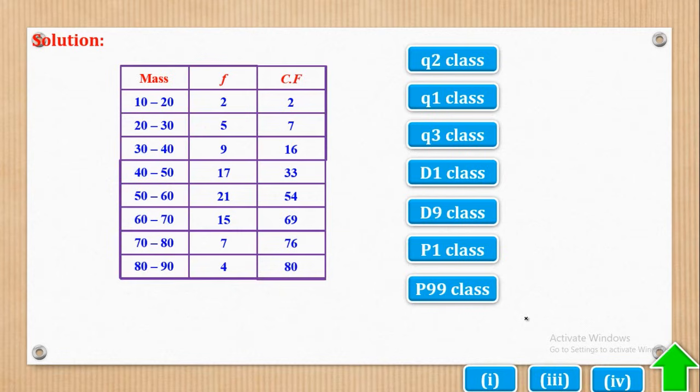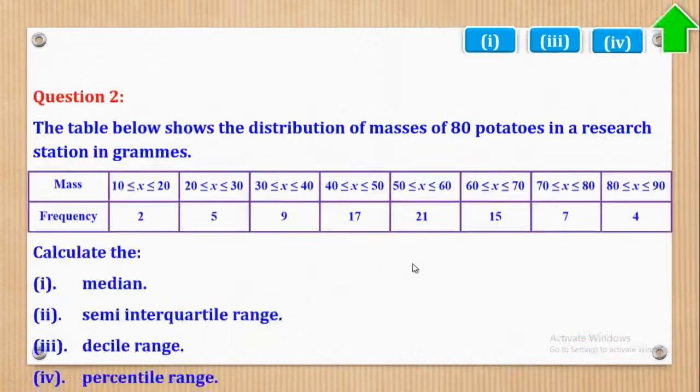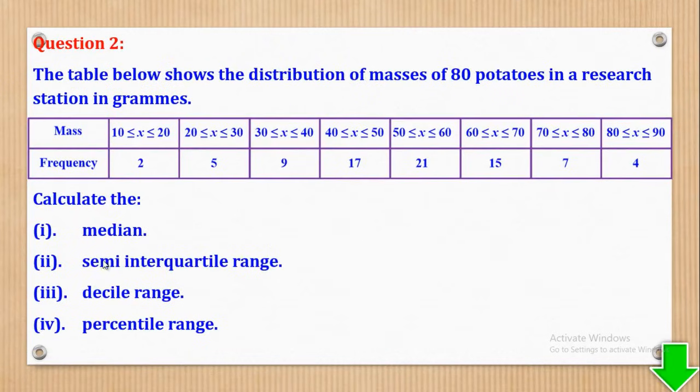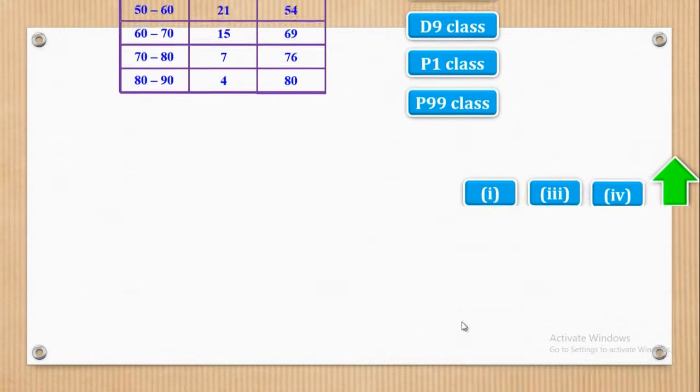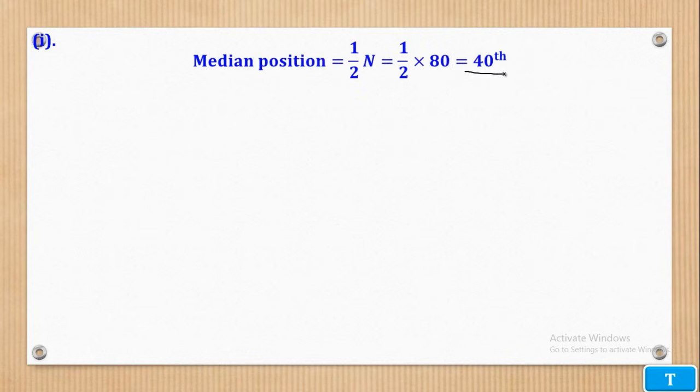Okay, so now that we have finished generating our table, we can go and answer the questions. First they wanted median, then semi-interquartile range, then decile and percentile. So let's start with our median. For the median, you first have to get the median position. So median position is 40.